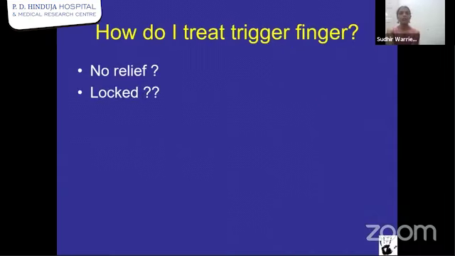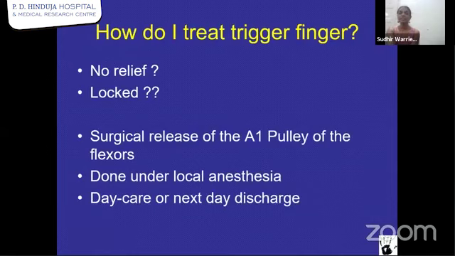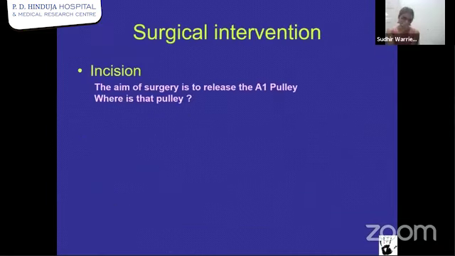Now, what do we do if there is no relief with conservative treatment and steroids, and if the finger is locked? So the next step is the surgical release of the A1 pulley of the flexor, which is a permanent solution for this condition. This is usually done under local anesthesia and is done under daycare or a day's admission if the insurance requires it. So what do we do with the surgical release?